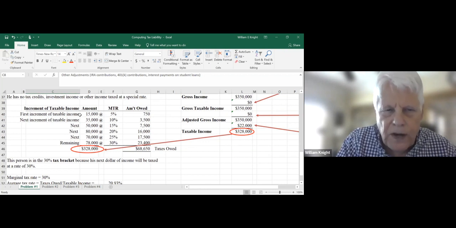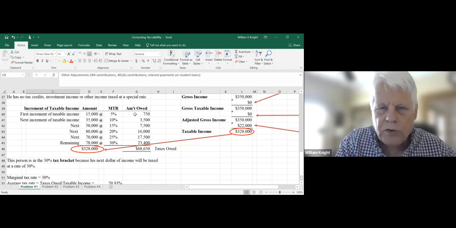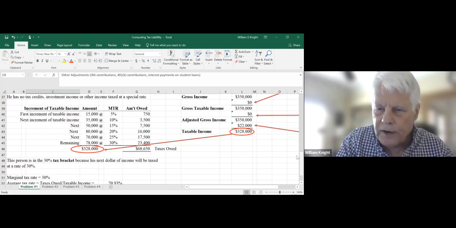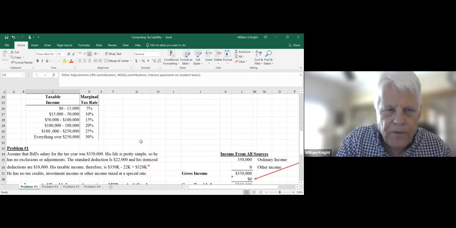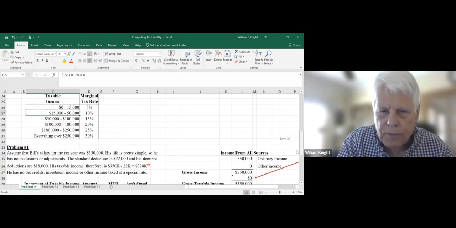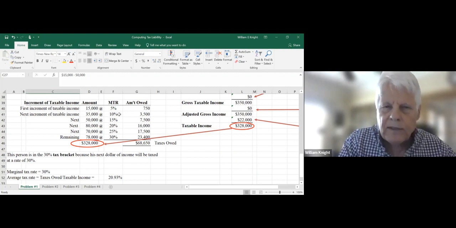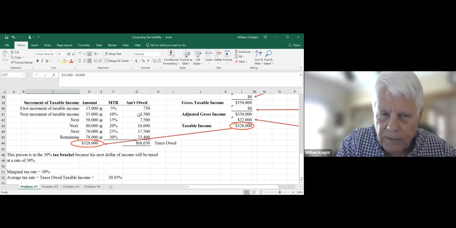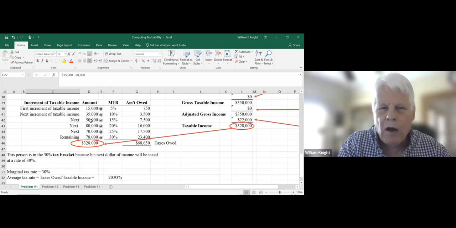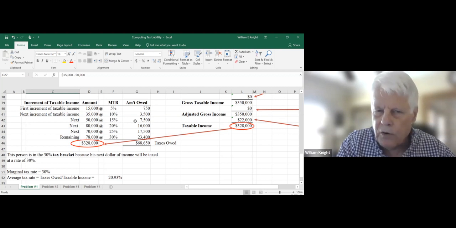Now here's that first $15,000 increment of income that's going to be taxed at 5%, which means he's going to owe $750 on that particular increment of income. Now the next increment of income, as you can see, from $15,000 to $50,000 right there, that's a $35,000 increment of income. So here's that $35,000. That's going to be taxed at 10%, meaning that he'll owe $3,500 on that increment of income. The next $50,000 increment of income is going to be taxed at 15%, which means he'll owe $7,500 on that increment of income.